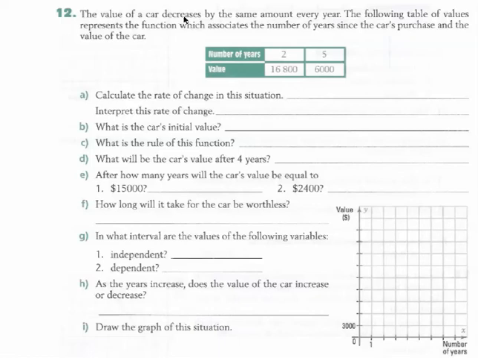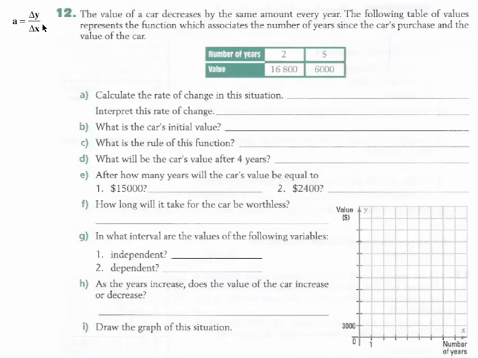Question 12. The value of a car decreases by the same amount every year. The following table of values represents the function which associates the number of years since the car's purchase and the value of the car. So we have number of years, 2, the value is 16,800, and then at 5 years, the value of the car is 6,000. So first of all, I want to know the rate of change for the situation.